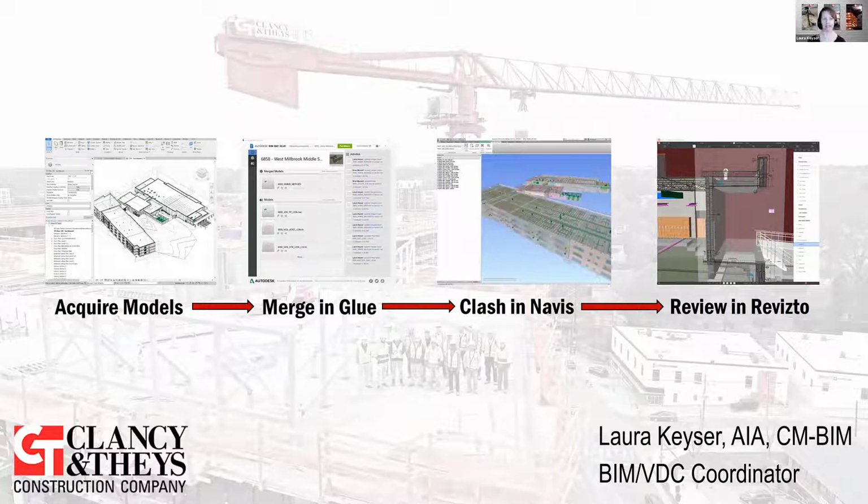So what I'm going to talk about today is the process we're using here at Clancy to do model coordination, spatial coordination that we all really think of when we hear clash detection. So first, how we're acquiring models. We're then merging in Glue. We're clashing in Navis, and finally reviewing in Revizto.